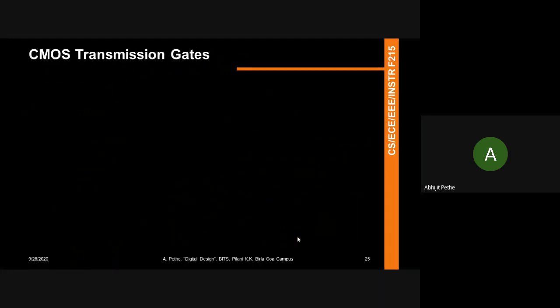So the last thing I want to talk to you about is what are known as CMOS transmission gates. This is another transistor level design of doing CMOS gates. What we do in this case is a transmission gate, normally denoted by the abbreviation TG, which consists of something which looks like this.